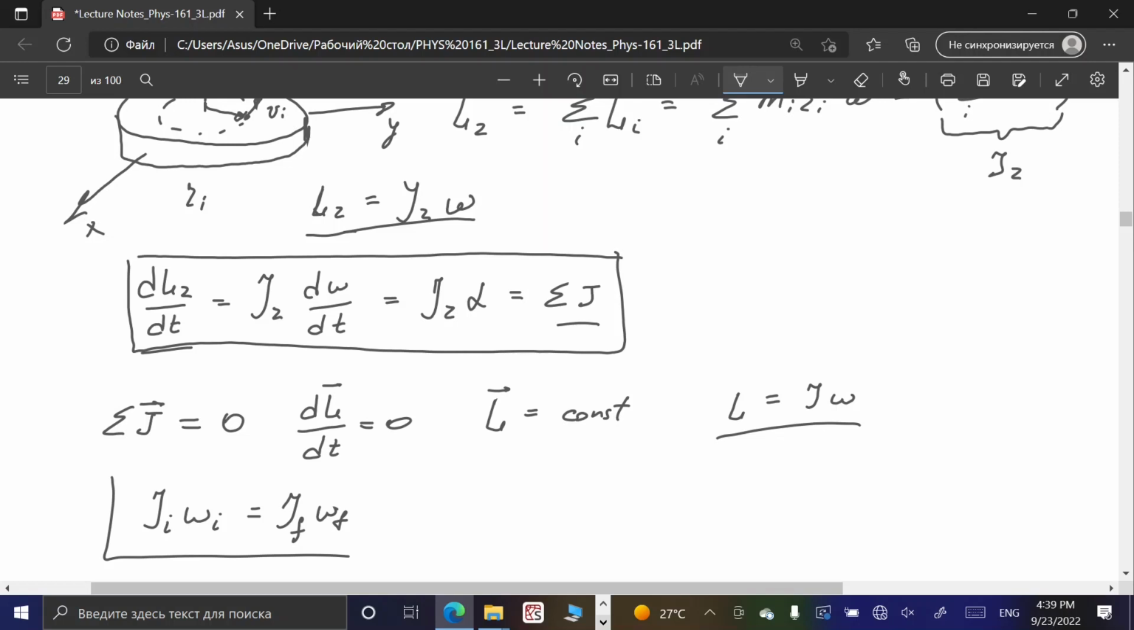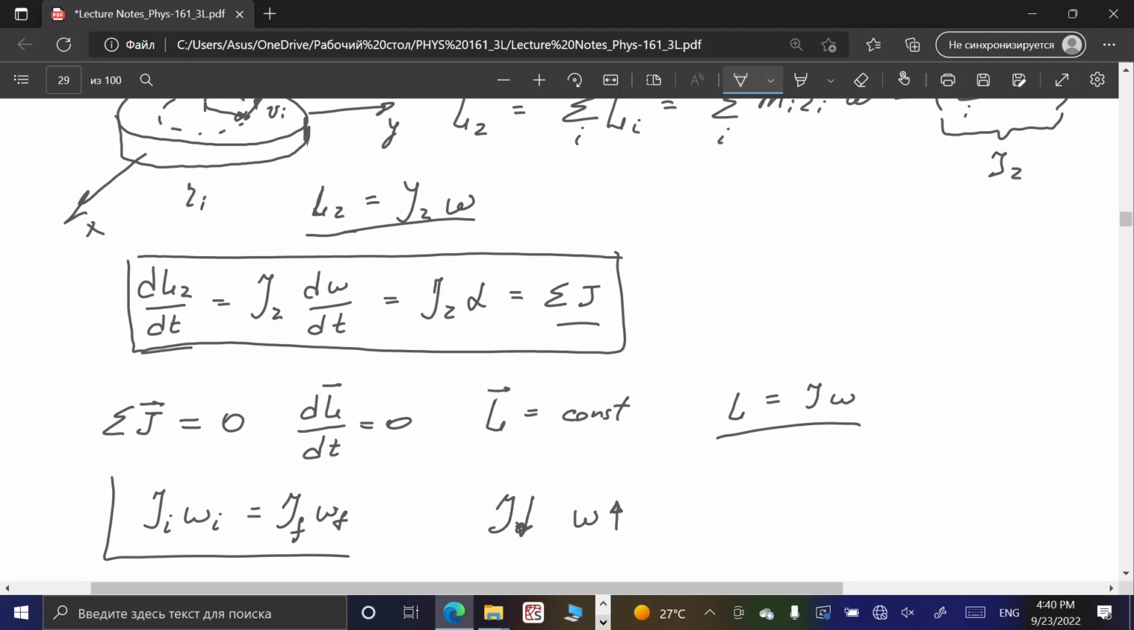So r, the distance, is actually a key parameter which defines the moment of inertia. A change of the distance from the axis of rotation will have a strong impact on the value of the moment of inertia. Since the moment of inertia decreases quite significantly, in order to keep the angular momentum vector constant, our angular velocity should increase. So the frequency of rotation increases. And that, of course, is applicable for different cases, not only for this. That's probably the most common example.